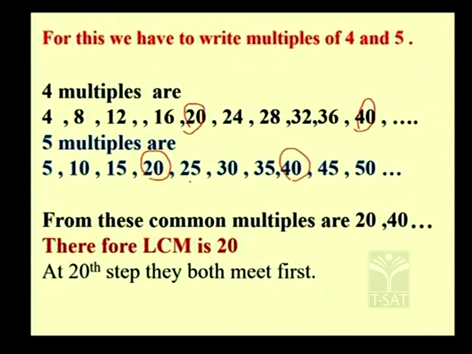So, the numbers that are in the multiples of 4 and the same numbers that are in the multiples of 5 are called common multiples. Those are 20, 40, and so on. From this we can say 20 is the smallest. So, the least common multiple, LCM, of 4 and 5 is 20. Least common multiple, which is the least common multiple. So, this is LCM. So, at the 20th step, Sonu and Kaushik both meet first.